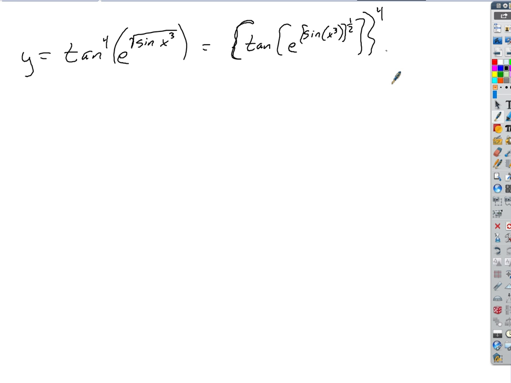No, I haven't taken any derivatives yet. I've just got e to the something. Well, what's that something? It's a square root, so it's something to the 1/2. Inside the square root, I've got a sine. Inside the sine, I've got an x cubed. So how many links have we got in our chain this time? Too many. Lots of links.